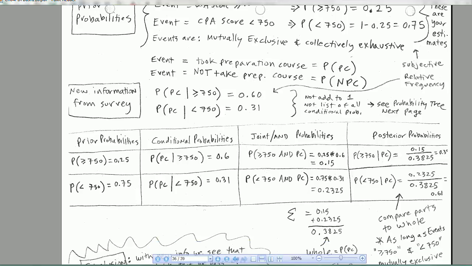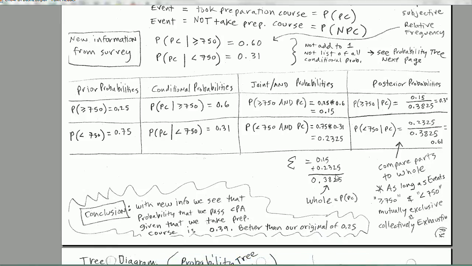So if I scroll down here, there's the sum. So that's actually the probability that they took a prep course. Well, if that's the whole, we could take each one of the individual parts and compare it to the whole. So here we're going to get our posterior probability. This is what we're after. What's the probability that we can pass given that we took a prep course? I'm just going to compare this part to the total. But remember, this total down here is adding up both of these. So we get 0.15 divided by this total.